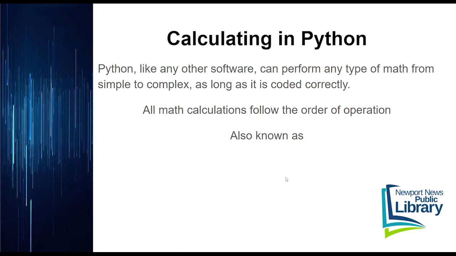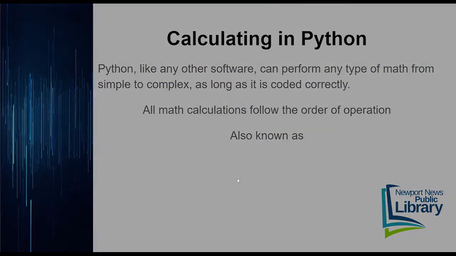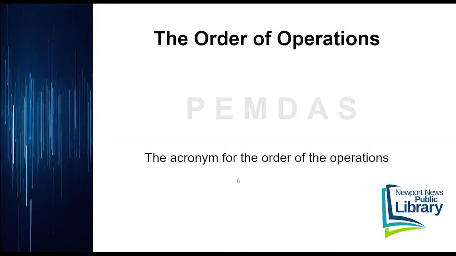Python, like any other software, can perform any type of math from simple to complex, as long as it's coded correctly. All math calculations follow the order of operation, also known as PEMDAS, which is the acronym for the order in which the operations take place.